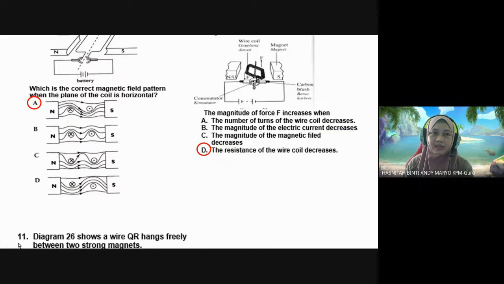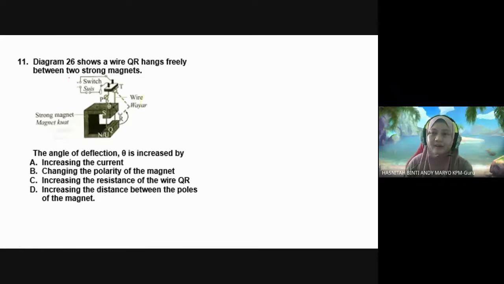Okay. Okay, there is one more, number 11. I think this is the last question on objective. Okay, we try, student. Diagram 26. We have wire QR. Can you see QR there? Wire QR initially in this position, placed in between 2 strong magnets. So this is our magnet. South pole on top, North pole below. And this is the direction of current.